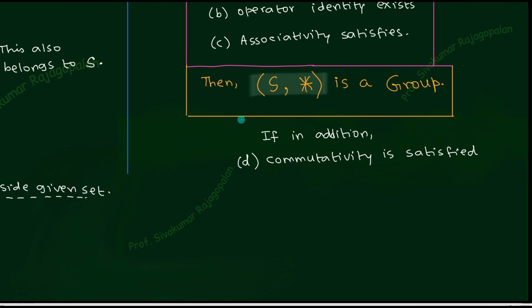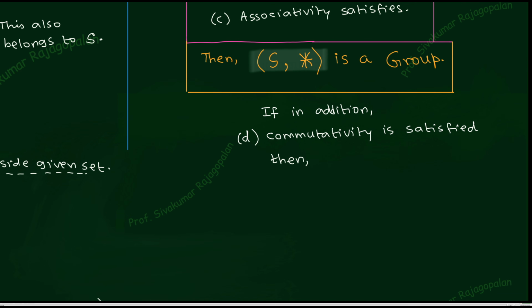D. I can write down D so that ABC is, then D will become. So if the fourth property is also satisfied, then interestingly, a small change you have to make. Once again you write down, open a bracket, capital S, comma, star operator, then close the bracket. Then it is a commutative group. So you are now introducing an additional term there known as commutative group.